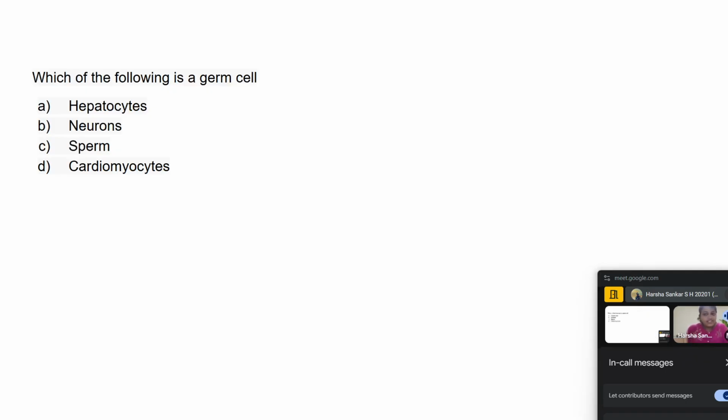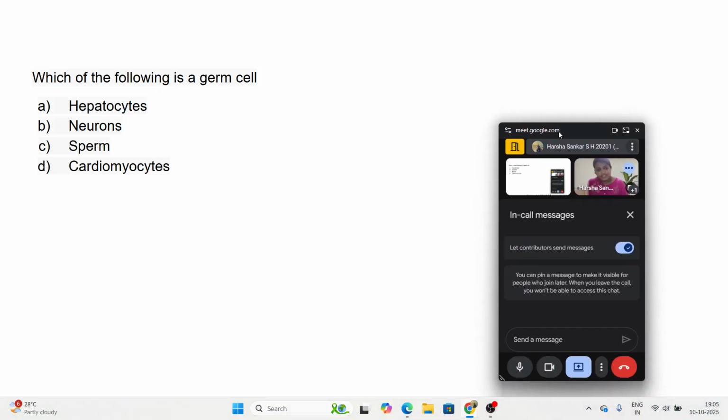Which of the following is a germ cell? Hepatocytes, neurons, sperm, cardiomyocytes. Which is the germ cell? Germ cells are haploid cells; haploid division occurs in our body only in the reproductive system, right? It maintains the continuity of the ploidy in all animals. So a germ cell is a reproductive cell, a reproduction-related part.